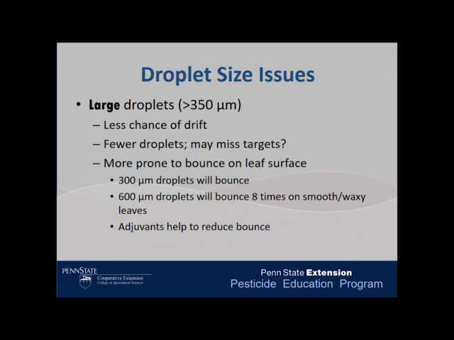And here you see a 600 micron droplet will actually bounce 8 times more than what a 300 micron droplet will bounce. Sometimes we do put adjuvants in there to help reduce bounce. Your spreader stickers oftentimes are used for that.